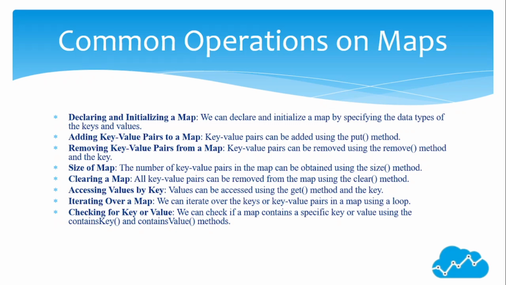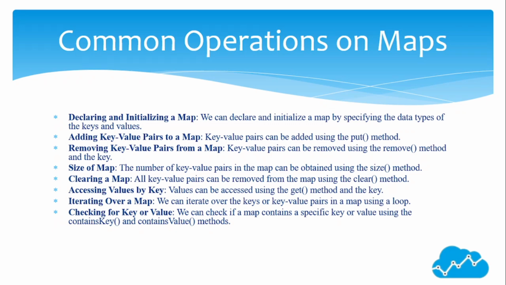Adding a key-value pair to a map: key-value pairs can be added using the put method. Removing key-value pairs from a map: they can be removed using the remove method and the key. Size of the map: the number of key-value pairs in the map can be obtained using the size method. Clearing a map: all key-value pairs can be removed from the map using the clear method.